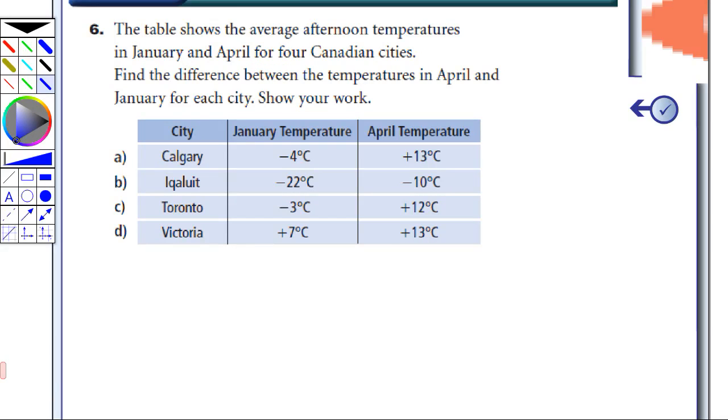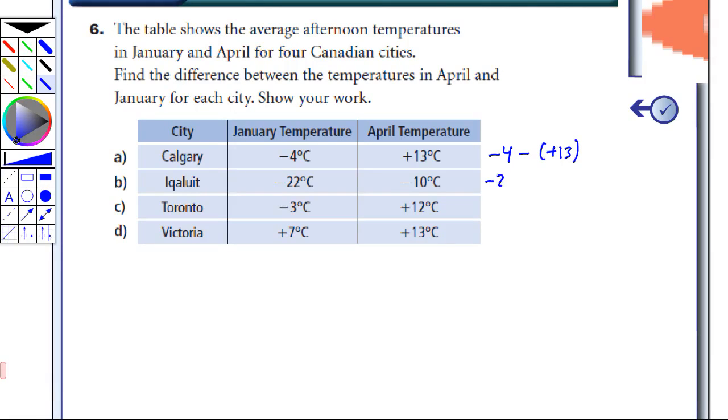And finally, number 6. The table shows the average afternoon temperatures in January and April for 4 Canadian cities. Find the difference between the temperatures in April and January for each city. So we're going to go one city at a time. We'll look at Calgary first, that's A, and we're looking at the difference. So we start minus 4, subtract plus 13. I'm going to write them all out.